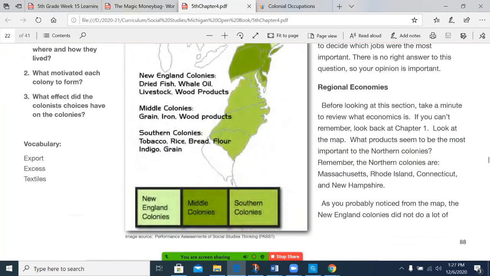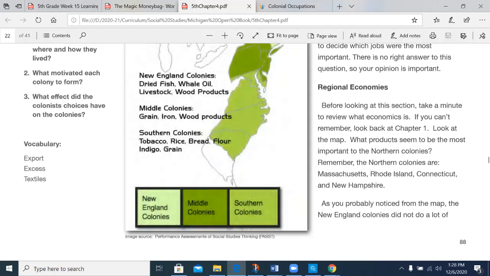Some vocabulary: export, which is a situation where you make a product and send it out to another place, such as if we were to export baskets to Canada. Excess is the extra, often in the scope of you sell the excess farm goods after you have what you need to survive, to make a little money with the excess. And textiles are often things made with linen or cloth. We think clothes would be a big one here.